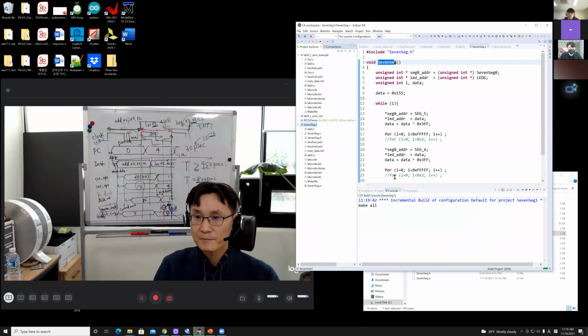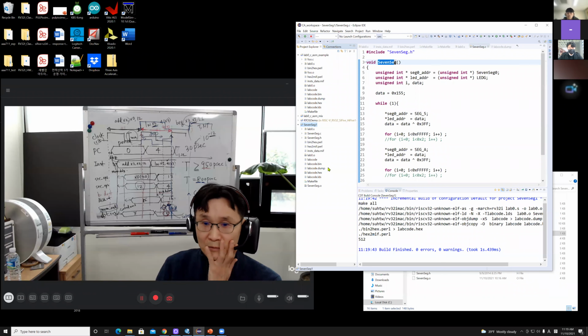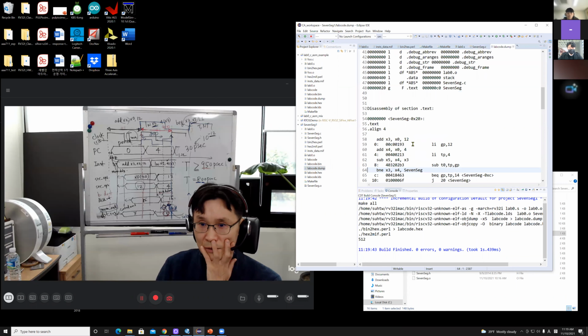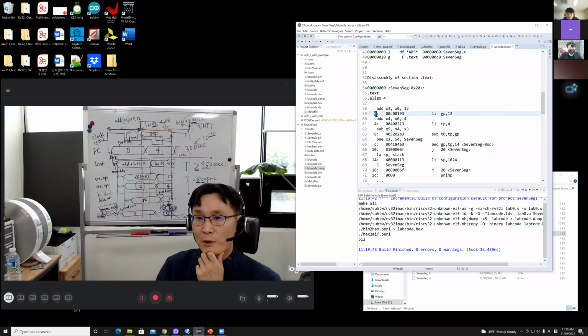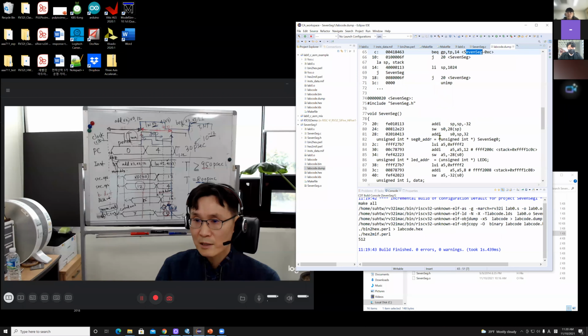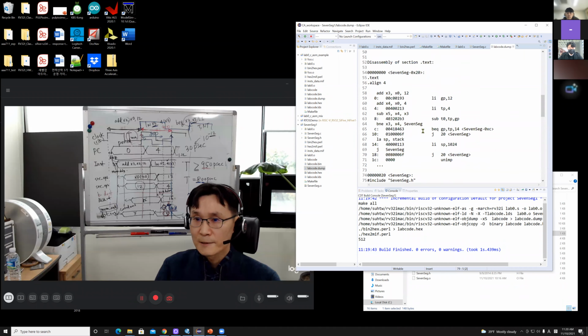Compile it. Okay, MIF generated. You have the dump, check it out. At memory location 0, you have that machine code. That got changed to a pseudo instruction, but it doesn't matter, that will be an addition instruction. 4, 8, and so on. The 7seg label is located at memory location 20.